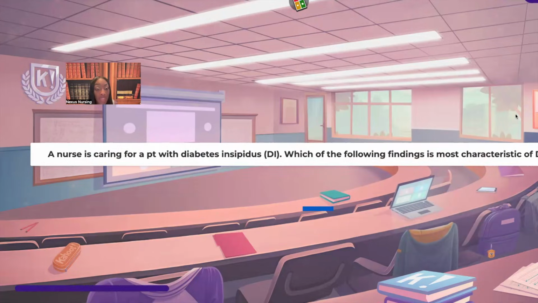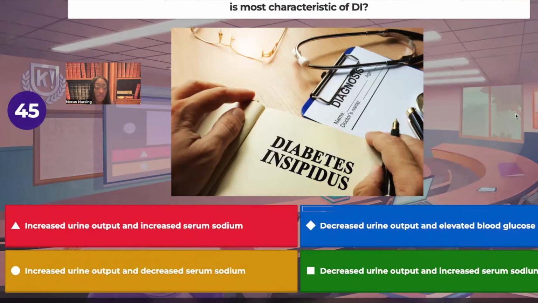Okay, a nurse is caring for a patient with diabetes insipidus. Which of the following findings is most characteristic of diabetes insipidus? Here are the options. Increase urine output and increase serum sodium, decrease urine output and elevated blood glucose, increase urine output and decrease serum sodium, or decrease urine output and increased serum sodium.